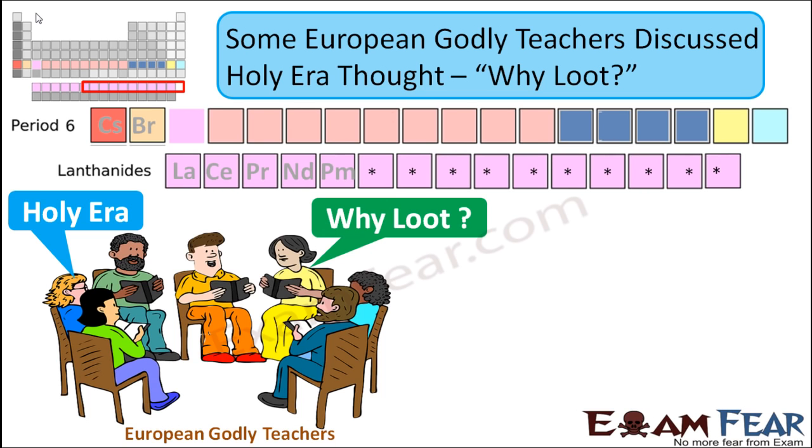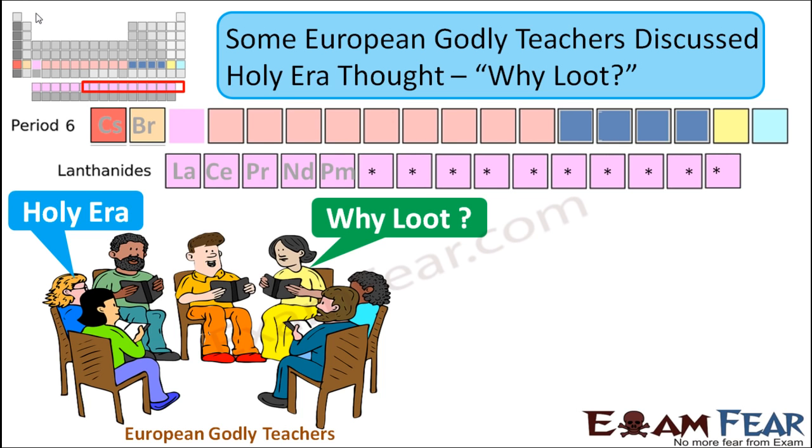Now let's move on to the rest of the elements of the lanthanide series. So what do we see on the screen? We see a group of teachers and they are discussing something. They are discussing that in today's world, it's corruption all around. So there is no peace, corruption everywhere.